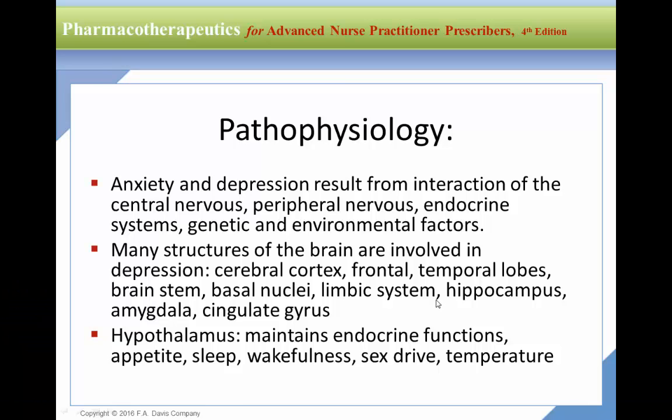Good afternoon. This is a continuation of the class. We're going to review the group presentation of anxiety and depression, and then we'll continue the topic for central nervous system. Okay, so anxiety and depression.